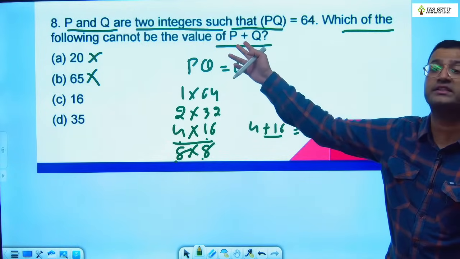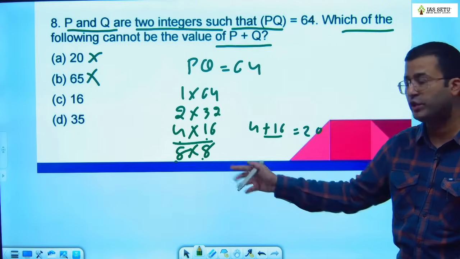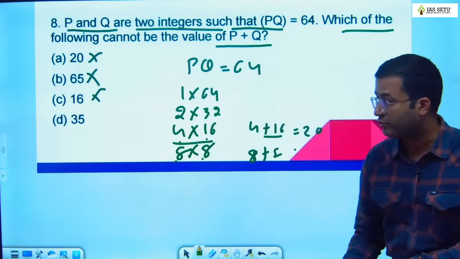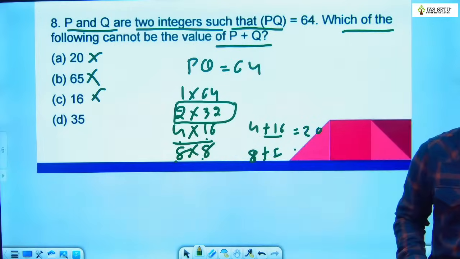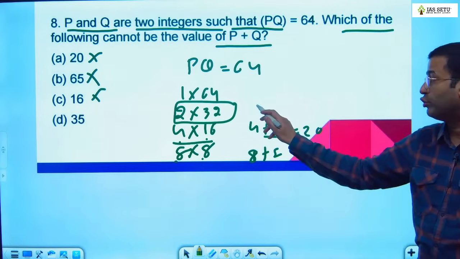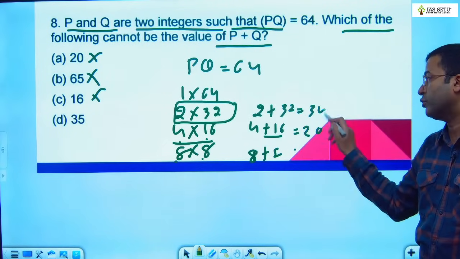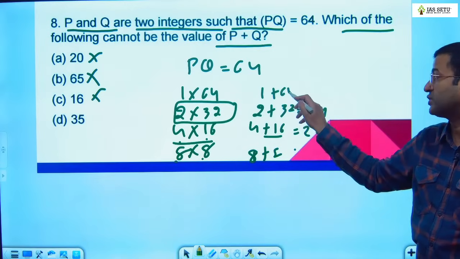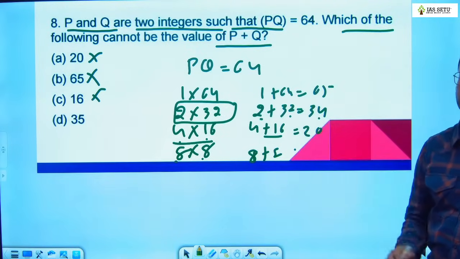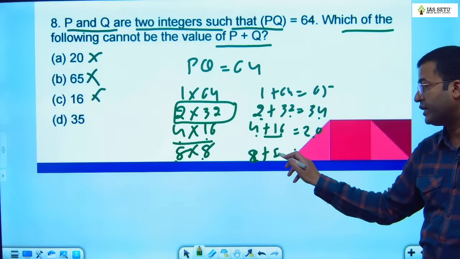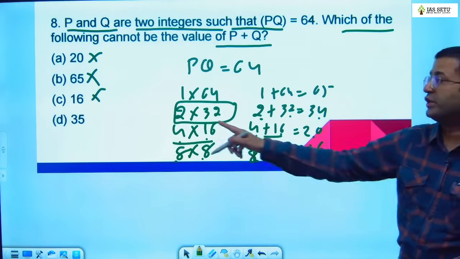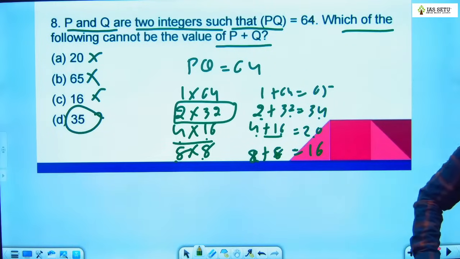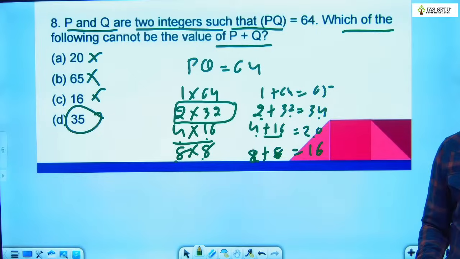Nowhere it is mentioned the distinct number. P is 8, Q is 8. What is 8 plus 8? 16. 16 possible. 35 not possible, because in this possibility value is getting 20, 34. So what 2 plus 32, 34 banega. What are the values of P plus Q possible? 1 plus 64, 65, 2 plus 32, 34, 4 plus 16, 20, 8 plus 8, 16. So here 35 is not possible, because we are getting value of P and Q is 2 and 32. Okay.